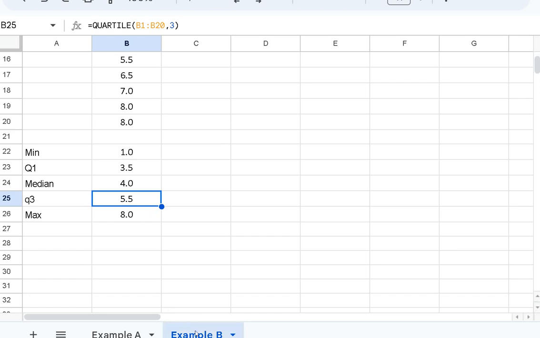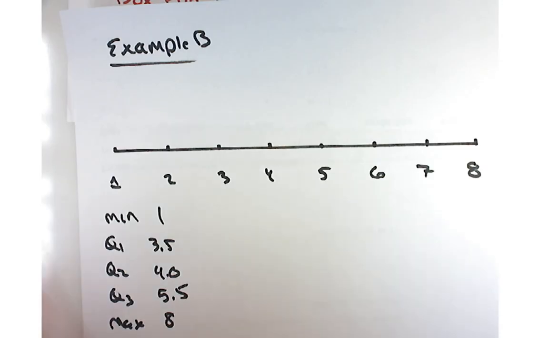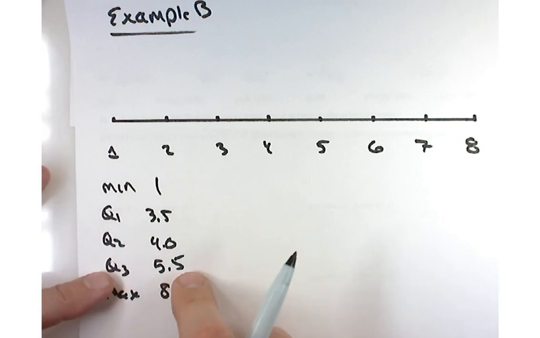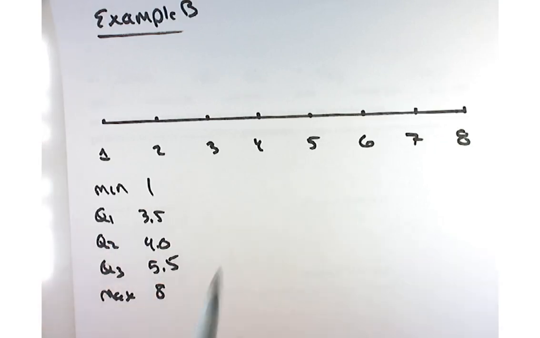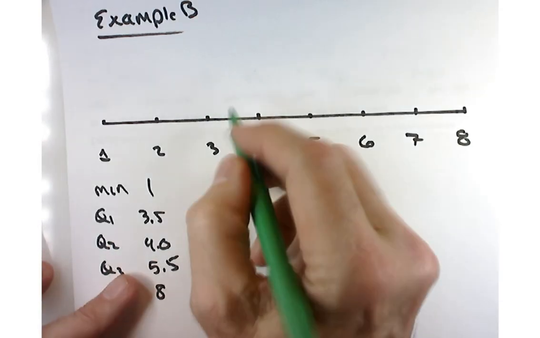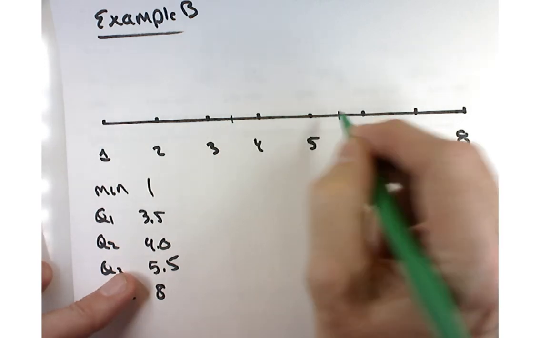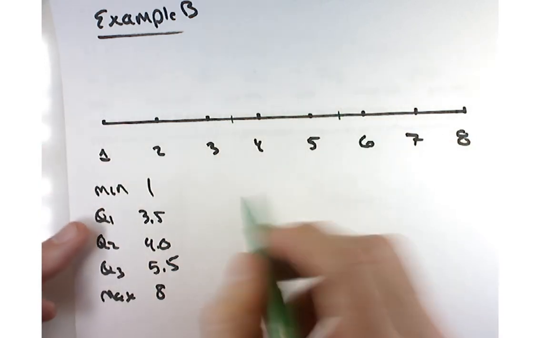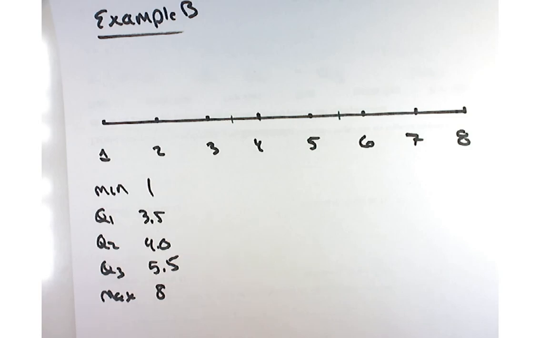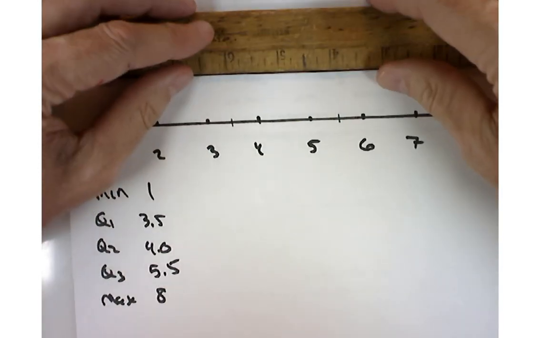So let's draw our box and whisker plot. We'll start with the shoulders. That's going to be between 3.5 and 5.5. So here and here. And has a median there. Just let me scratch one out.